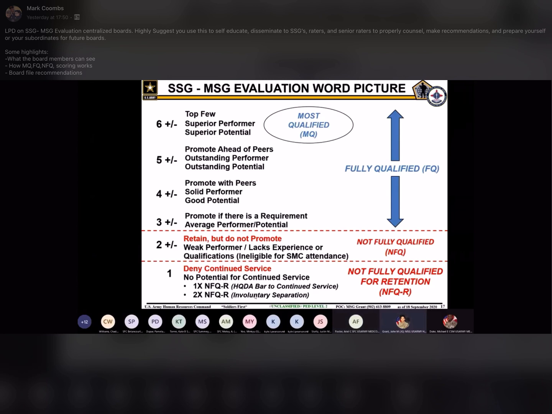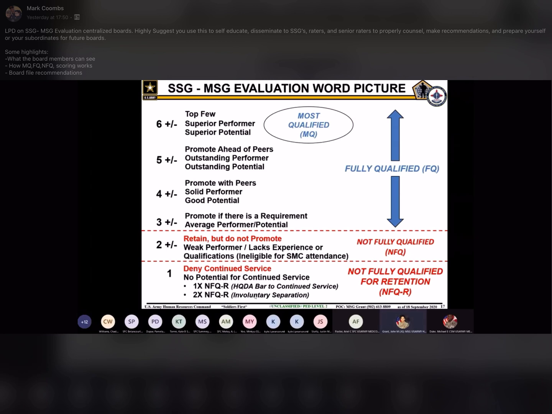Some board members are going to vote harder than others. A board member may see someone with average block checks, average NCOERs, nothing negative in their record. Some board members may say, hey, they're a 3, they're fully qualified, promote if you must, if there's a requirement, average performer, average potential. But another board member may say, this individual has been in this rank for 5, 6, 7 years. I don't see any progression. They may say, absolutely do not promote, retain them, keep them in the Army, but they're a weak performer, just do not promote. So really it's going to depend.